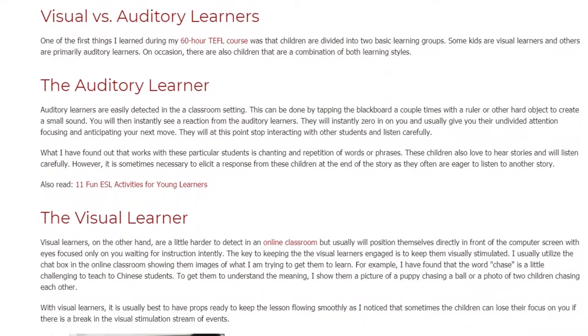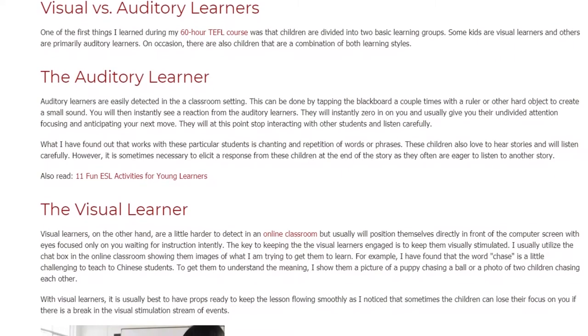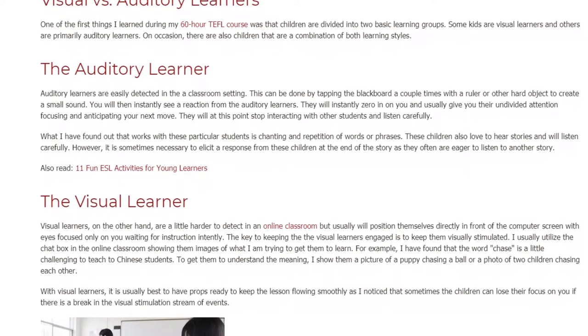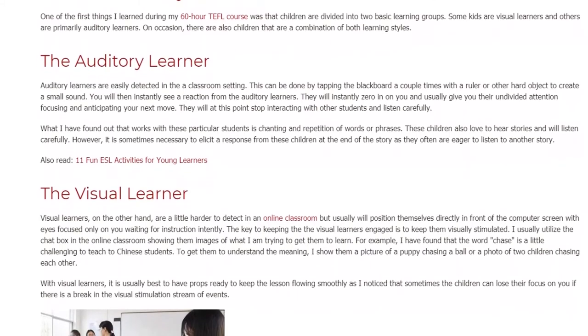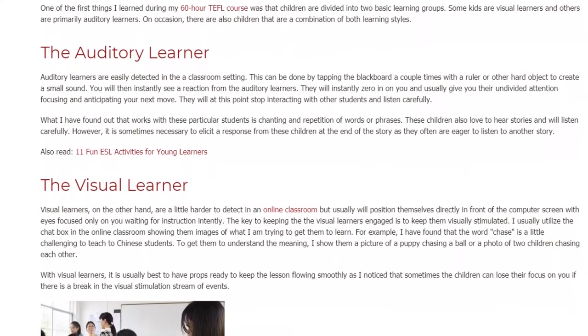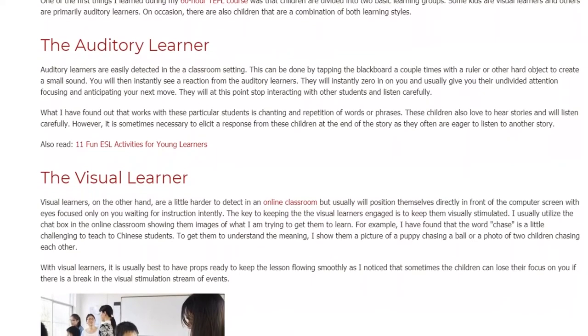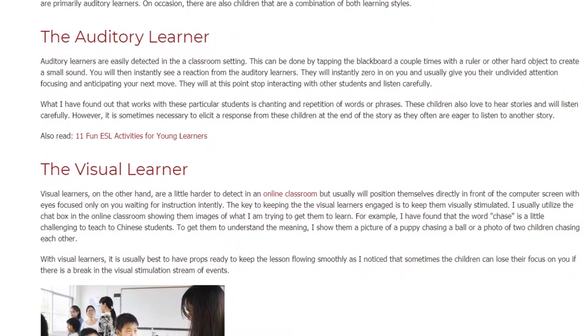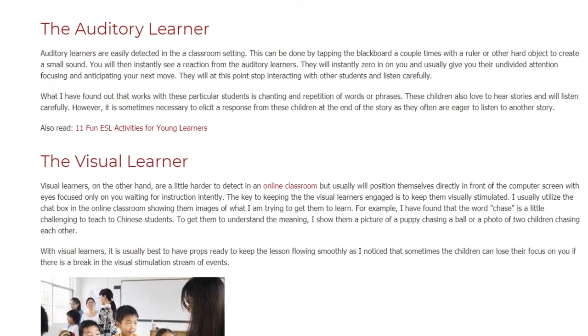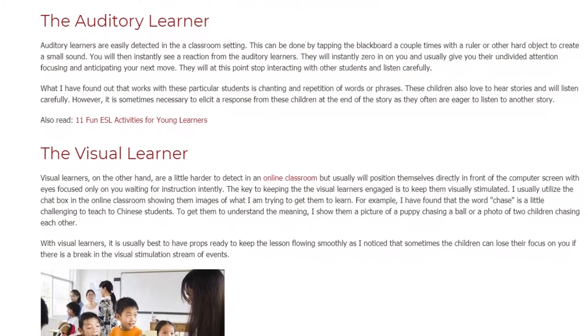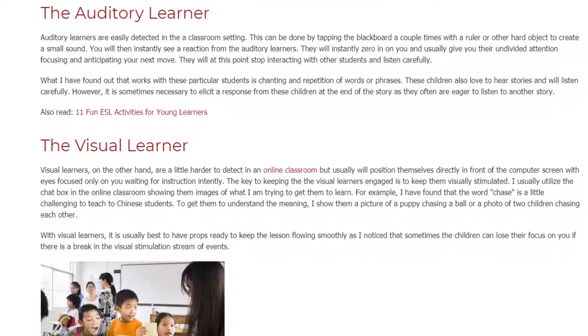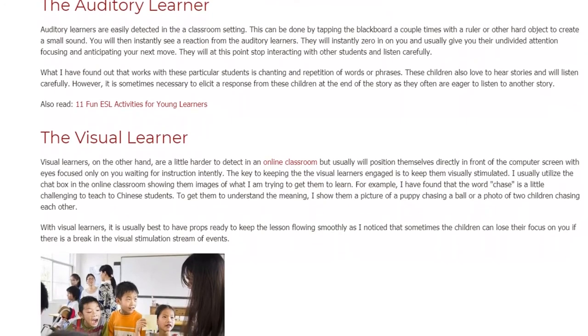The visual learner. Visual learners, on the other hand, are a little harder to detect in an online classroom, but usually will position themselves directly in front of the computer screen with eyes focused only on you, waiting for instruction intently. The key to keeping the visual learners engaged is to keep them visually stimulated.